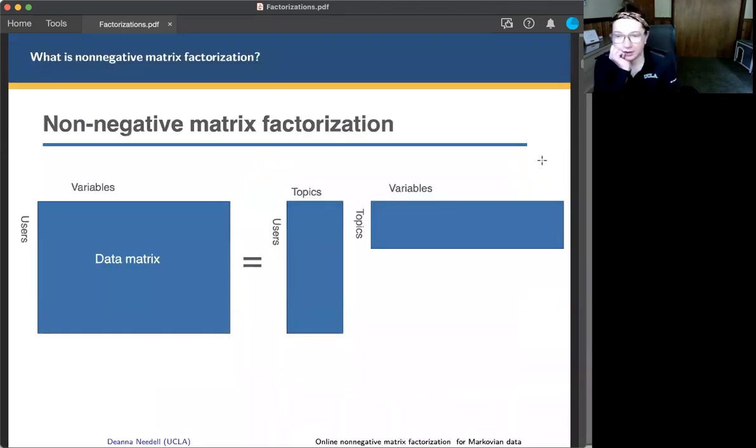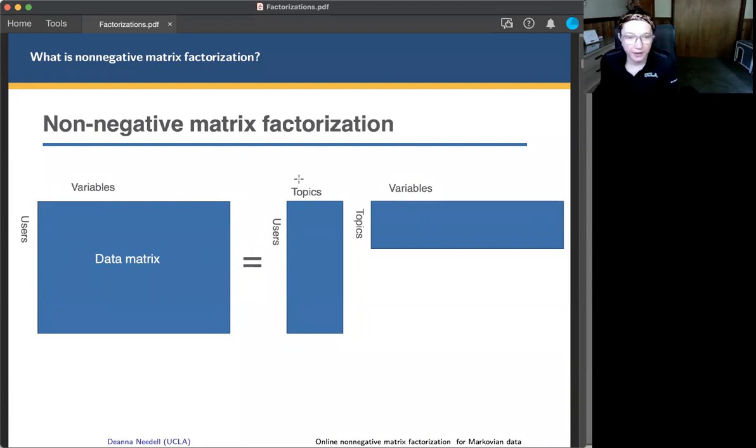So I just want to start very general. I'm going to assume maybe no knowledge about what NMF is, so I'll just introduce briefly what non-negative matrix factorization is. You can pretty much summarize it by this diagram, and I'll talk about the mathematical formulation in a moment. Say that we've got this data matrix, and just for convenience, I'll say that the rows correspond to users, perhaps, and the columns correspond to variables.